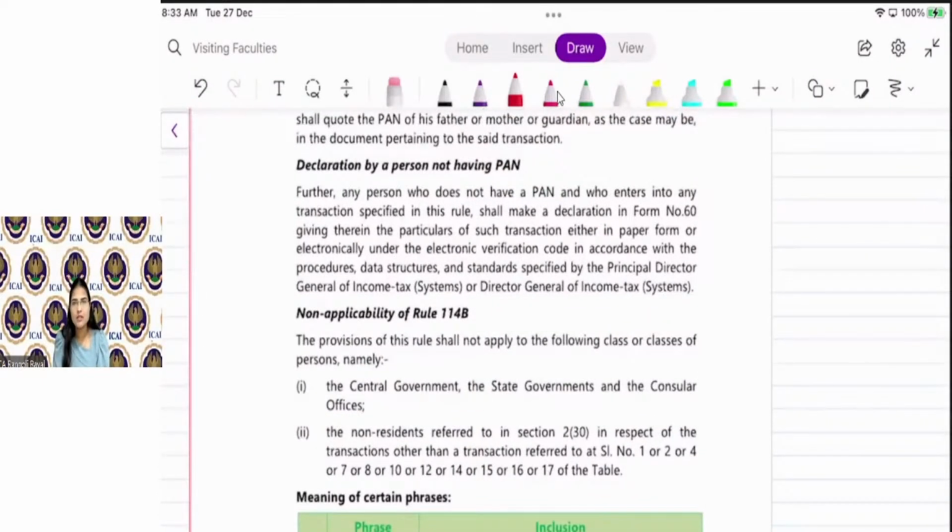Declaration by a person not having PAN. If there is any person who does not have PAN and who enters into any transaction specified in this rule, then the person is required to make a declaration in Form 60, giving therein the particulars of such transaction either in paper form or electronic.